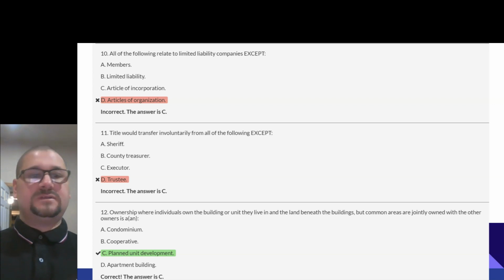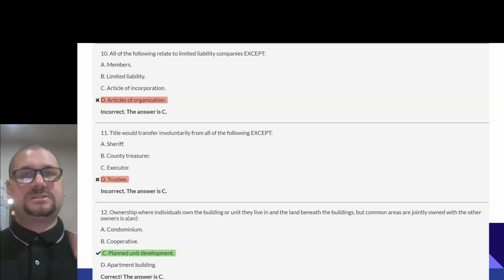So again, number 11. So sheriff is on the same level. County treasurer, trustee, those are people. Executor, that's related to a company.